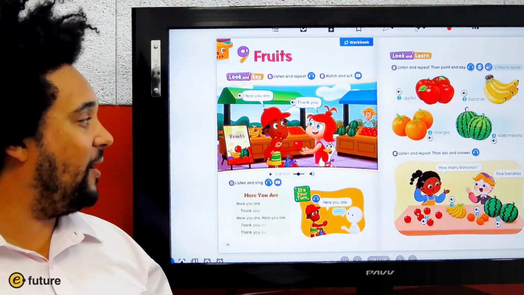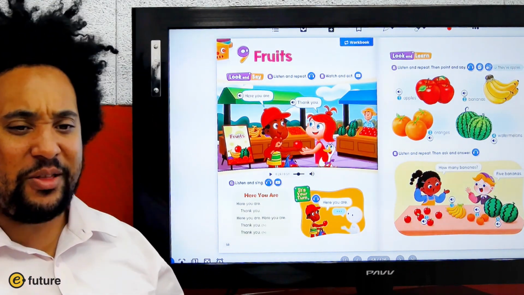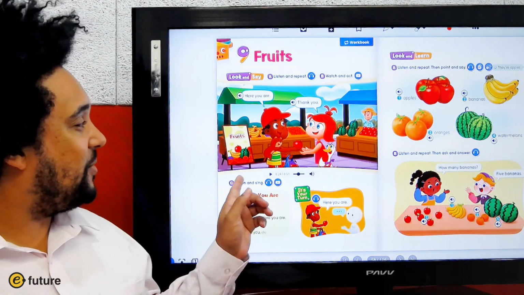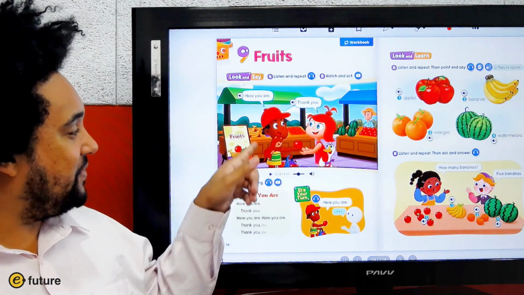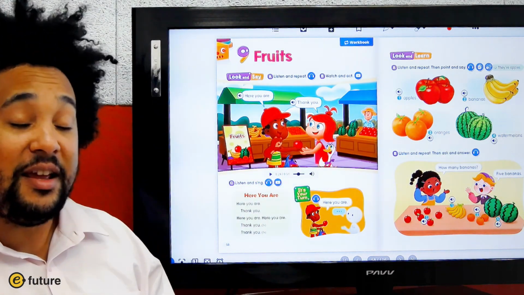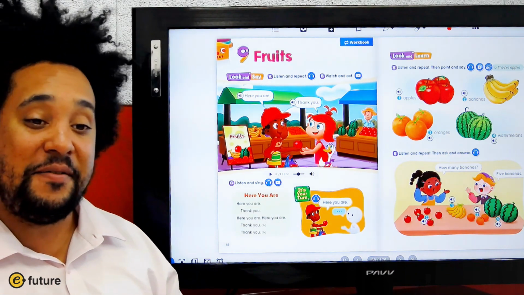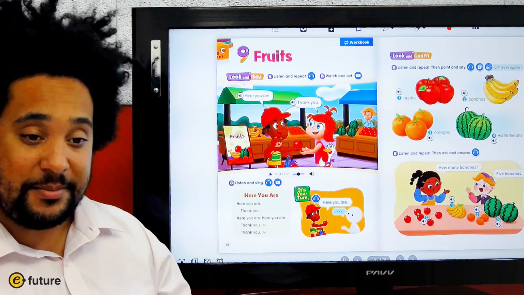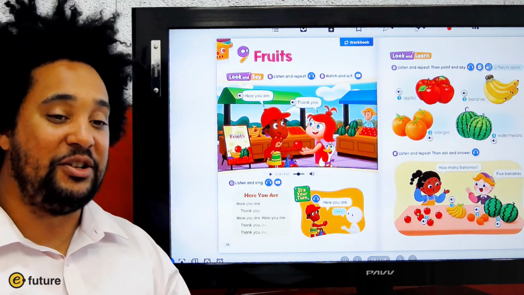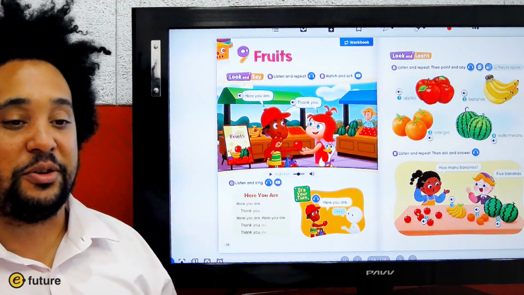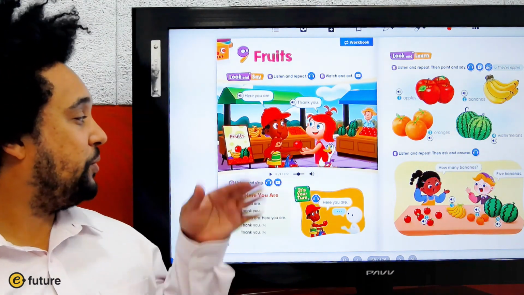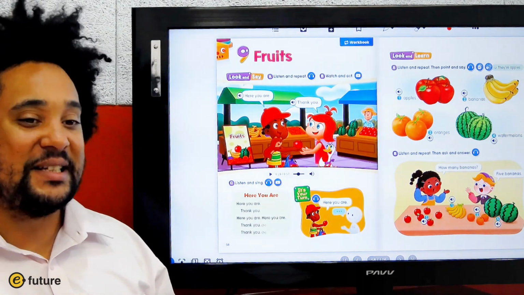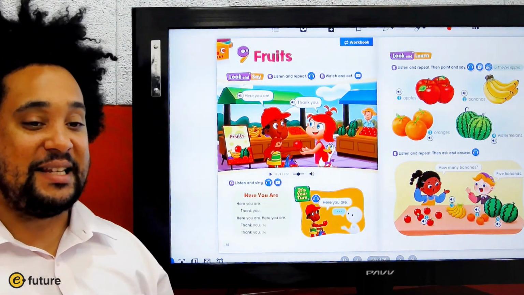Now, what do you see in this picture? We have 2 characters, and where are they? They're outside. And outside, there are all sorts of different things. Yeah, there are different kinds of fruit. So they are at a market. And they are trying to buy fruit or give each other fruit. Now, we will talk about the different types of fruit soon. But first, let's practice our key sentences.